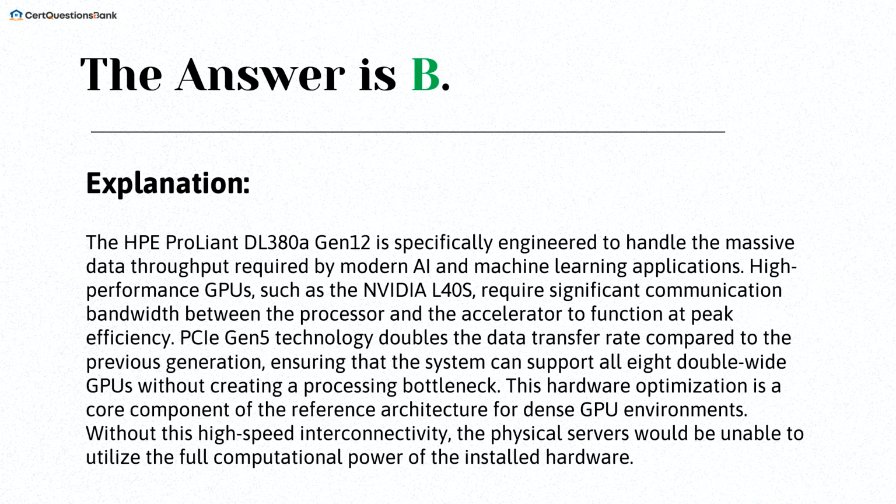The HPE ProLiant DL380 Gen12 is specifically engineered to handle the massive data throughput required by modern AI and machine learning applications. High-performance GPUs, such as the NVIDIA L40S, require significant communication bandwidth between the processor and the accelerator to function at peak efficiency. PCIe Gen 5 technology doubles the data transfer rate compared to the previous generation, ensuring that the system can support all 8 double-wide GPUs without creating a processing bottleneck.